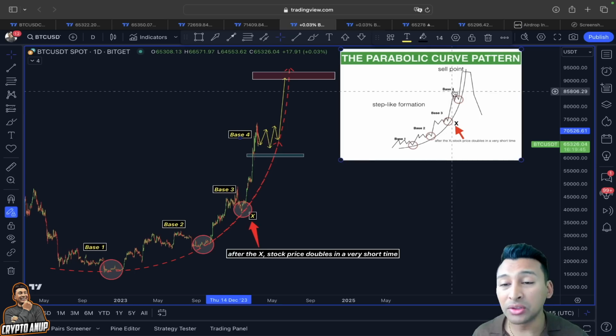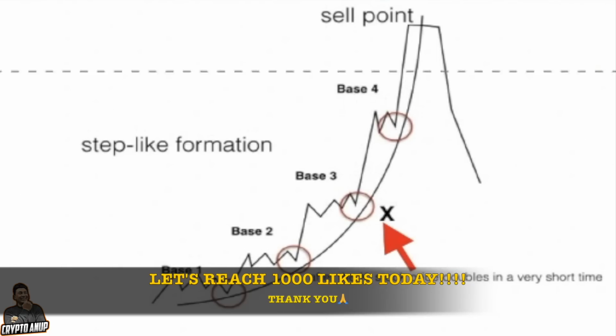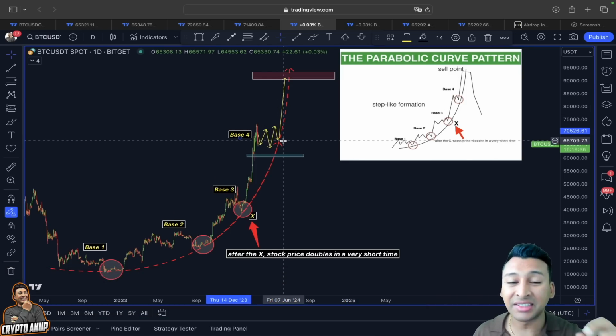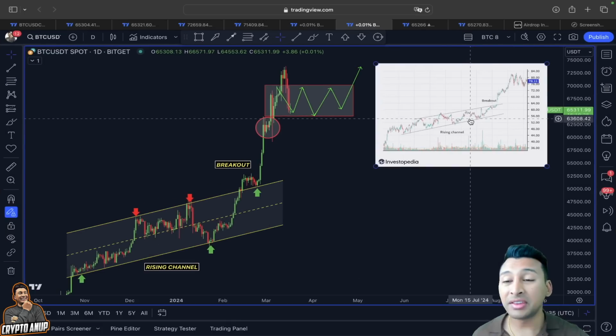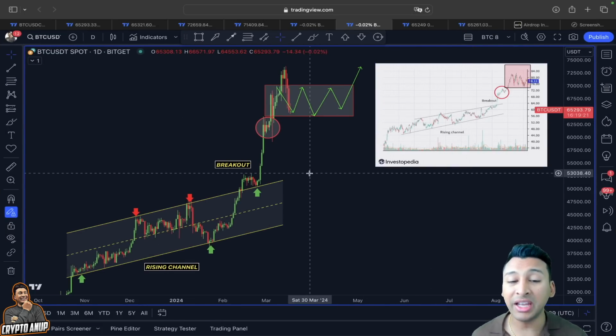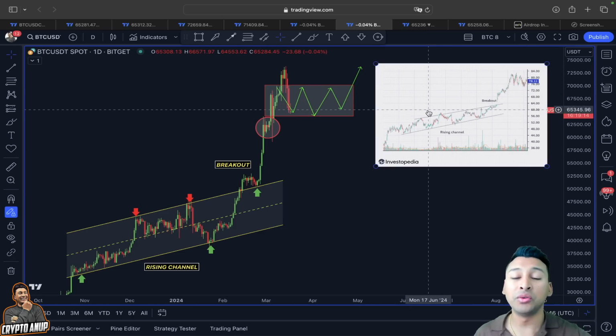So if you look here on the right hand side, base 4 also indicates a sideways market before heading towards this sell point. So in our case, if this exact scenario is going to play out, then you can see even this example here on the right hand side will play out perfectly, because after breaking out from this rising channel, there was a sideways market for a few days before continuing to the upside.